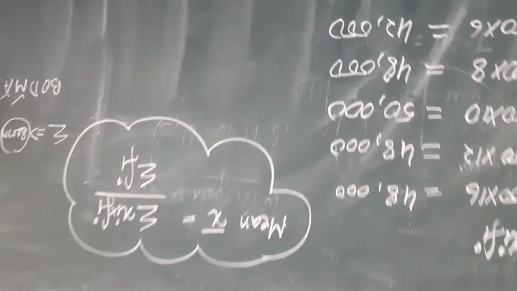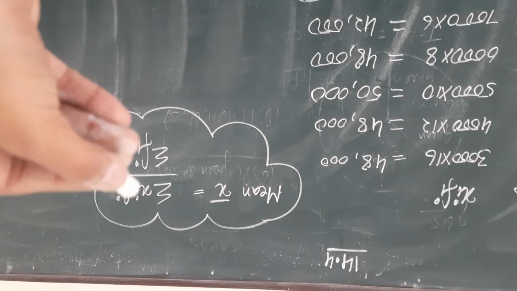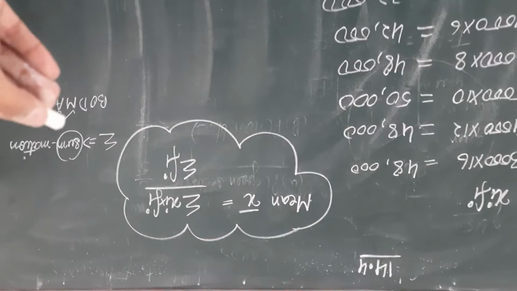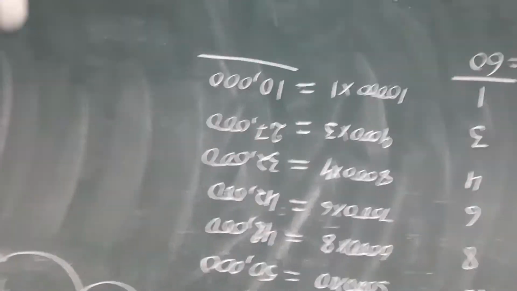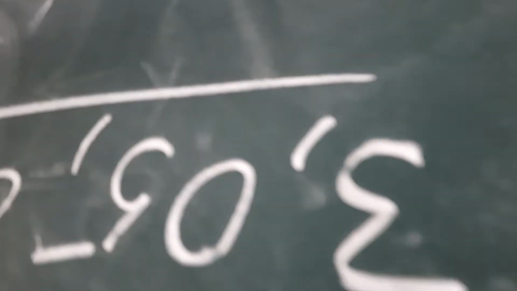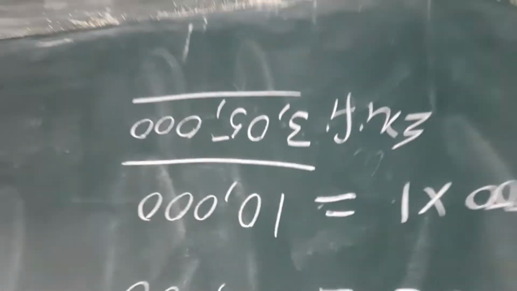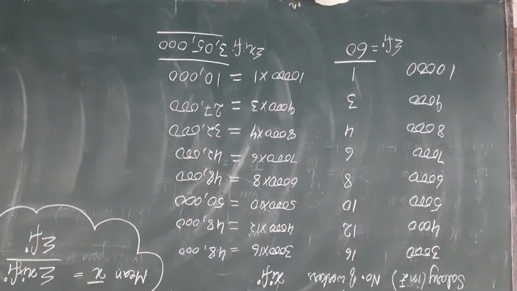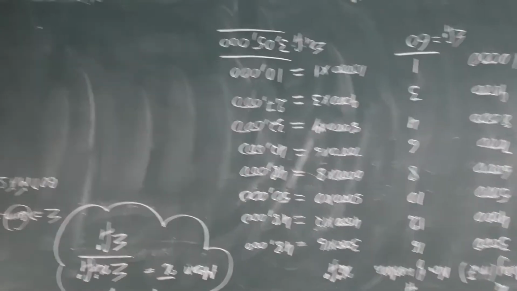And as the formula suggests, now this column should be added according to this symbol, summation. Summation means add them. So when you will add them, you will get a sum of 3,05,000. So this is the summation of xi into fi, right? Now nothing is left, just substitute the values in the formula and get the answer.